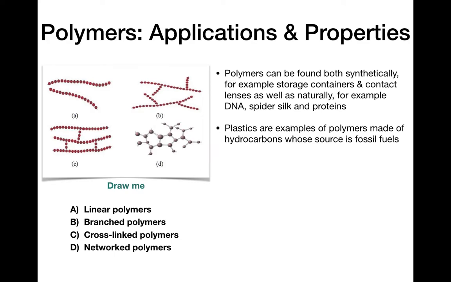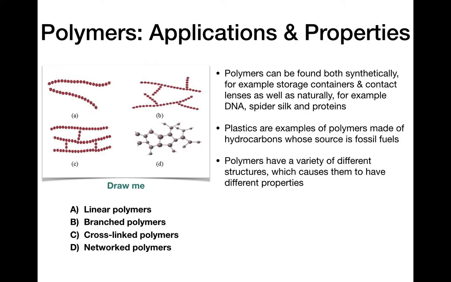And plastics are polymers made of hydrocarbons. We're going to talk about hydrocarbons a little bit, and they're made of these chains of carbon and hydrogen, and the main source of those is fossil fuels. So if you're trying to be more sustainable for the environment, it's not only about stopping using gas and coal and oil. If you stop using plastic, that also reduces fossil fuel waste.